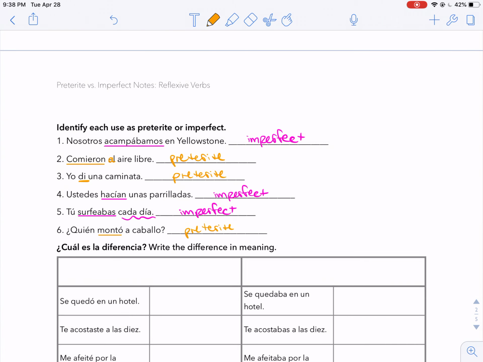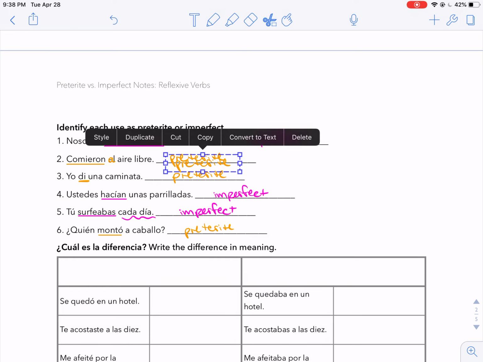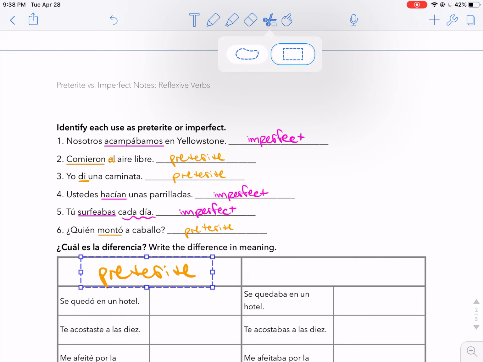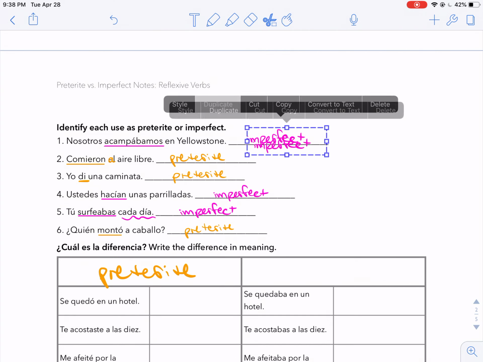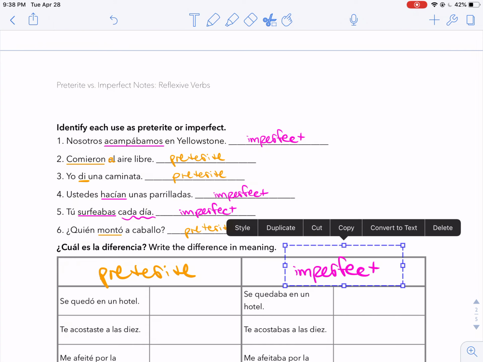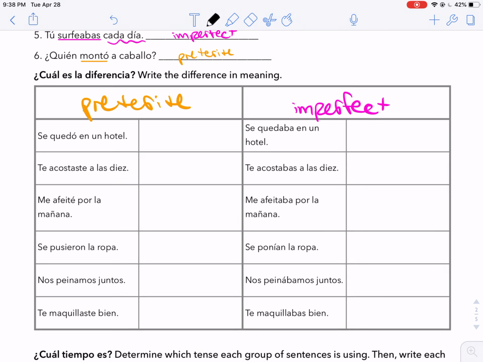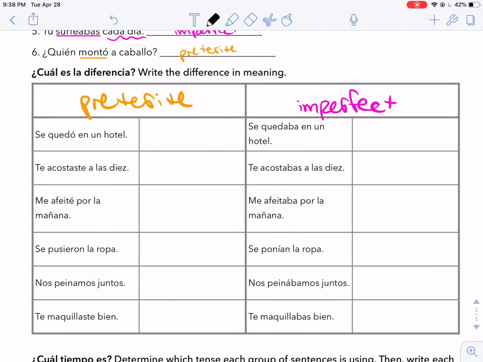Now that we have the preterite and the imperfect, let's go ahead and see how meaning changes depending on what tense we use. I'm going to look at some uses in the preterite and then some uses in the imperfect. So if I said, él se quedó en un hotel, that implies that whoever it is, he stayed once and he's done staying. This implies a completion to his stay. He's no longer staying there, it's done.